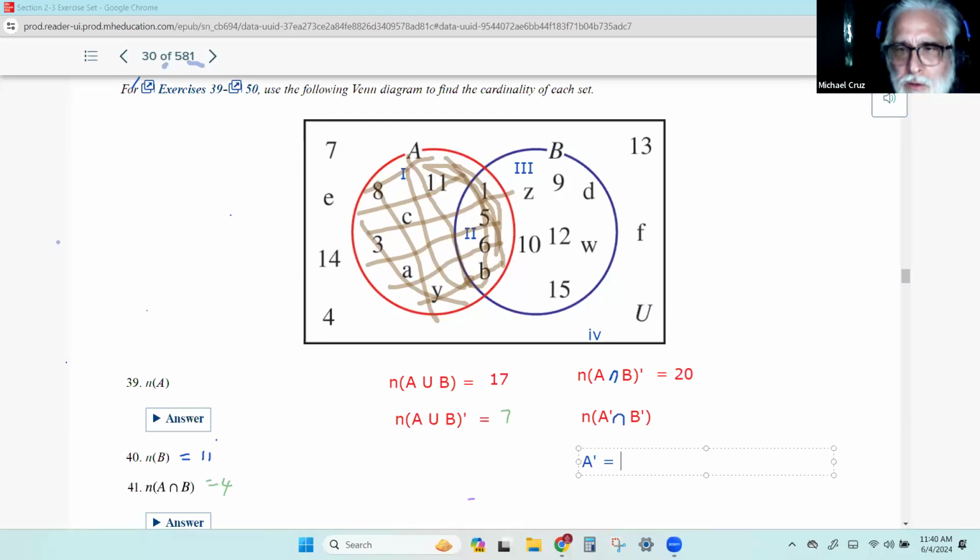I'm sorry, what did I say, 2 and 3? It's 3 and 4. Well, see, those are not in A. A is covering up 1 and 2. The only ones left are 3 and 4. So the same thing with B.